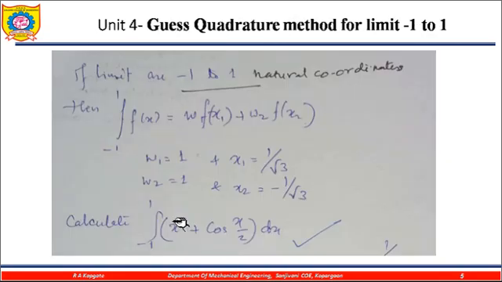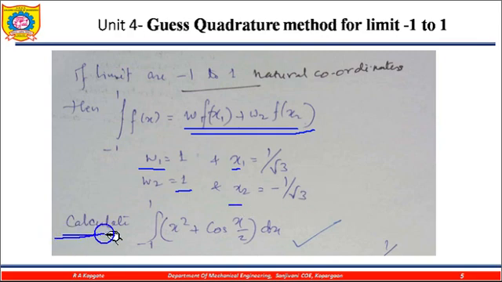So here the problem is of 2 points. Hence, since this is a 2 point problem, w1 is equal to 1, w2 is equal to 1, x1 is equal to plus 1 upon root 3, x2 is equal to -1 upon root 3. So calculate.